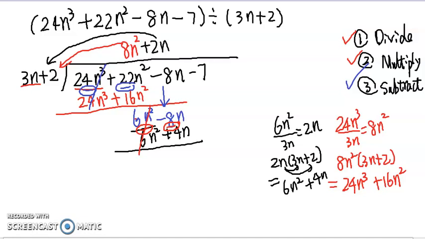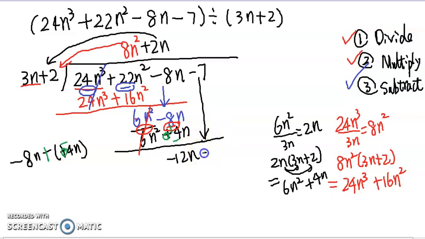Now it's better to do keep, change, change. So keep negative 8, change, and do another change. So it's like negative 8 plus negative 4, and that gives us negative 12n. So this is the tricky part right here. Originally we have negative 8n minus positive 4n, but in order to do subtraction, we have to do keep, change, change. That gives us negative 8 plus negative 4, which is negative 12n. Now, we still have one more term to bring down, which is negative 7.